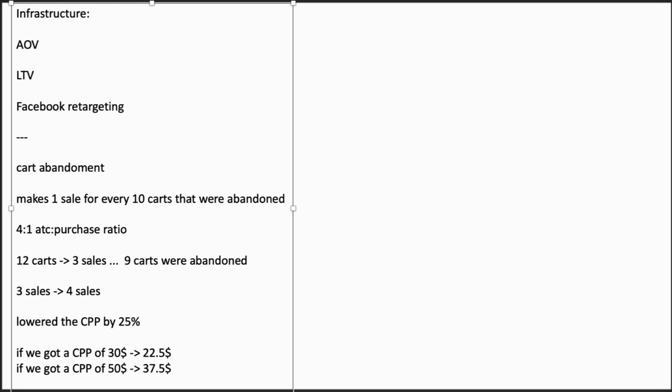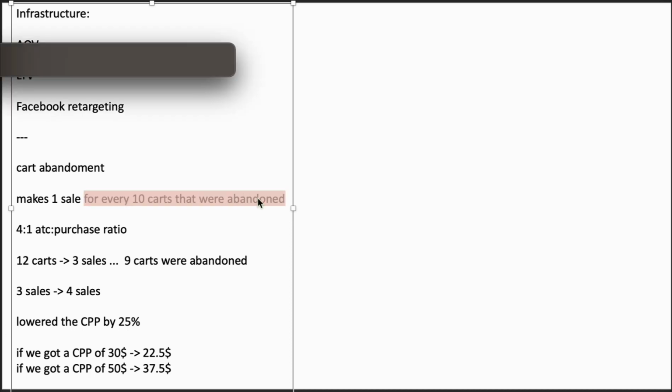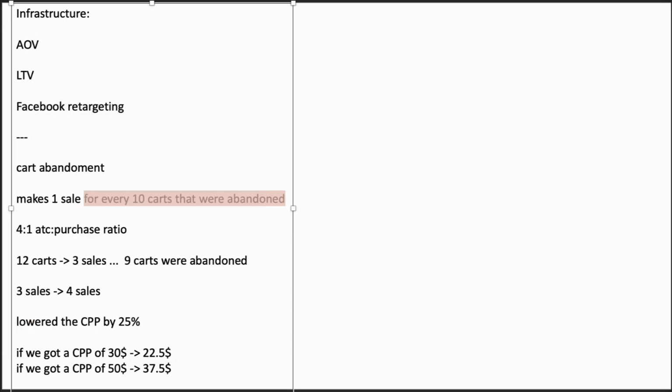It's quite significant. And the beautiful thing about this is that it works every single time, and sometimes it's even better than 10%. With Klaviyo it was 15%, like 100 by 15, so from every 6.6 carts that were abandoned, there's an additional sale. So that's even better, and the lowering of the cost per purchase can even be to $40, which is even more than here. So this is the beautiful thing with infrastructure, right?